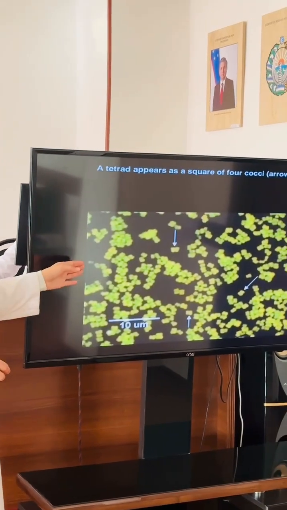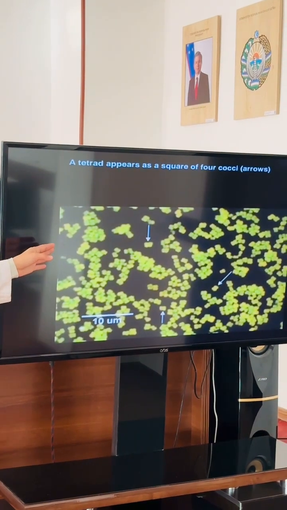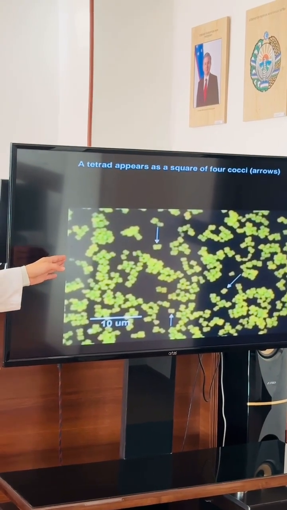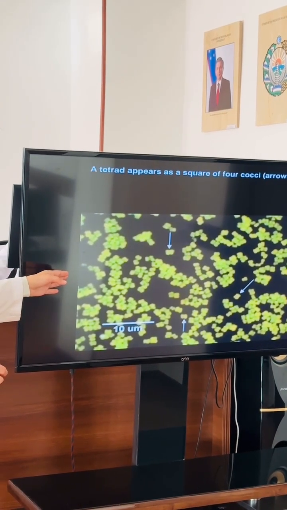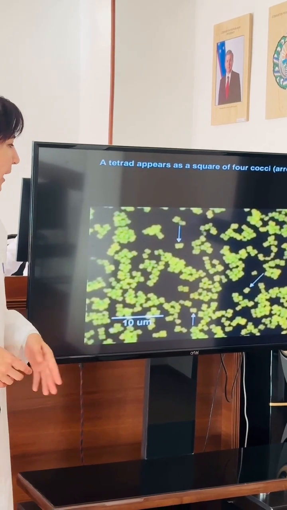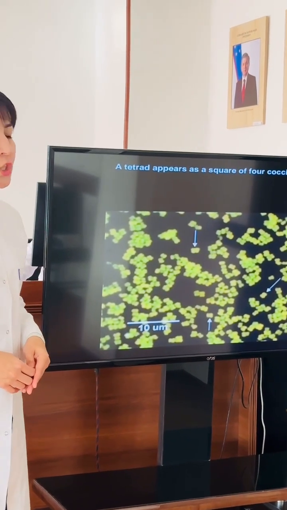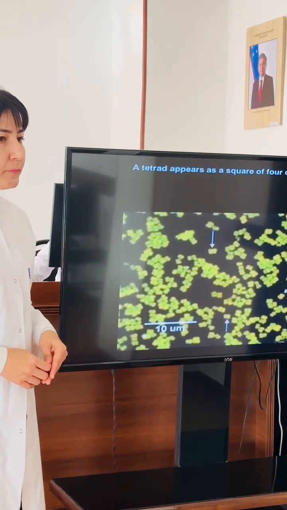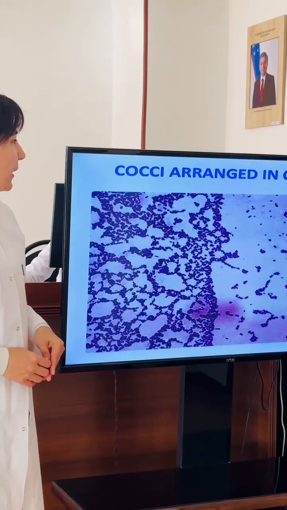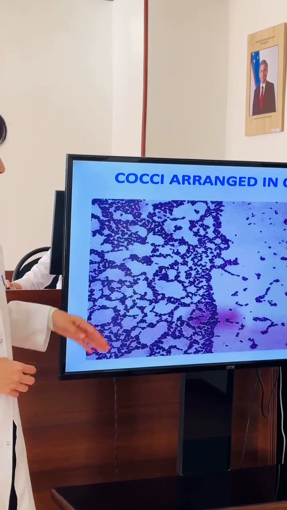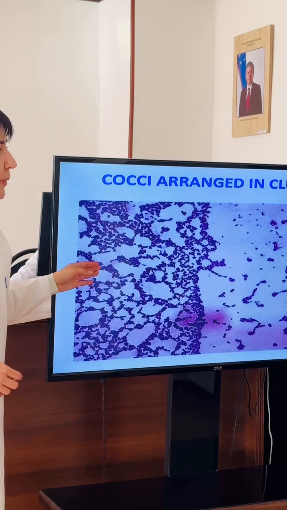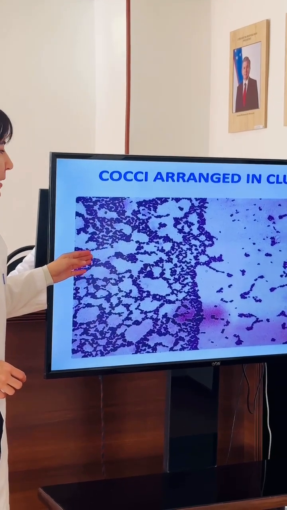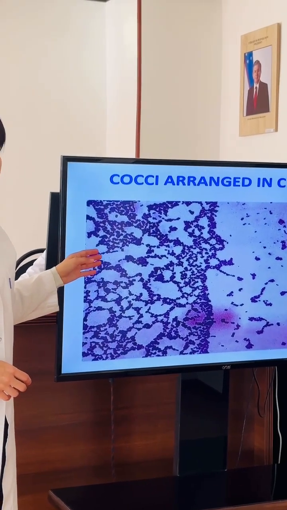Here we can see under the microscope the shape of these bacteria, how they look under the microscope. Here we can see some nanometers and the location of these bacteria, and how they are arranged in the cultures. When we use some complex staining, we can see some coloring of these bacteria too.